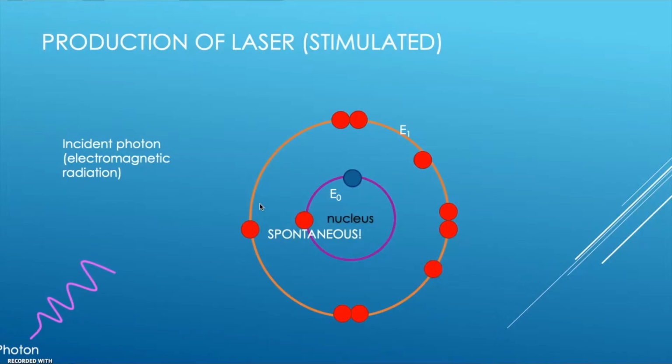However, if a photon also of frequency f happens to be present, an electron in energy level E1 can be induced to jump back to the initial energy level by emitting a photon of frequency f which is in phase with the incident photon.